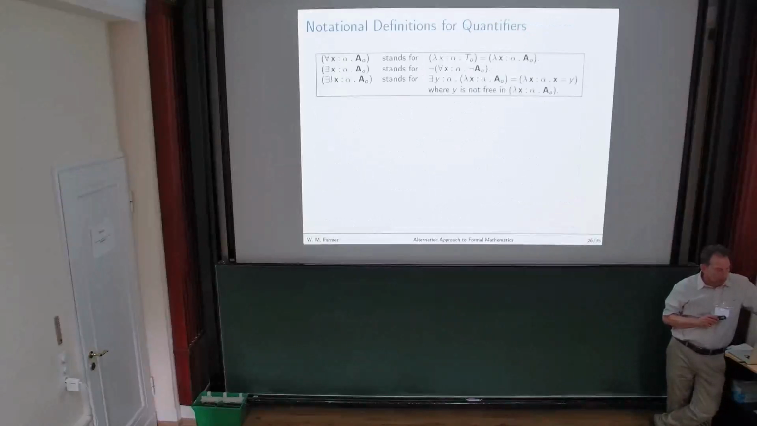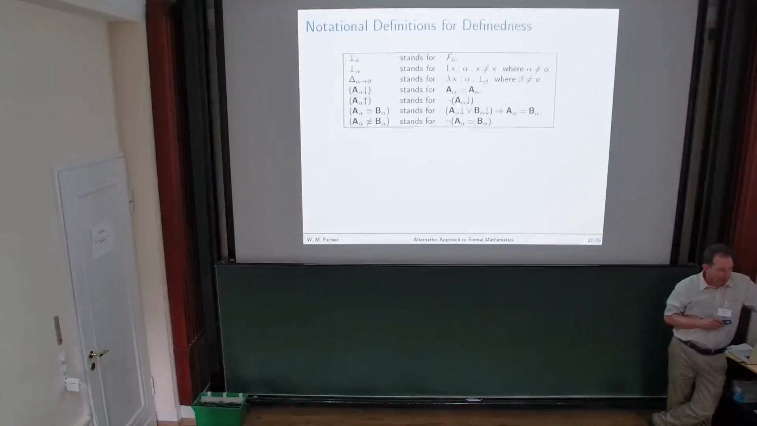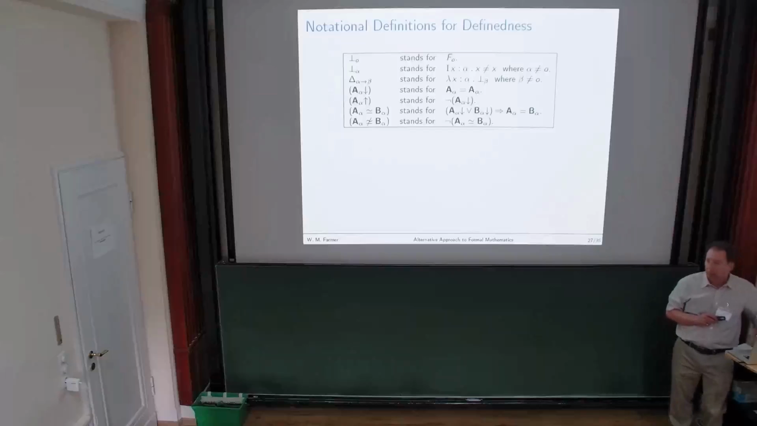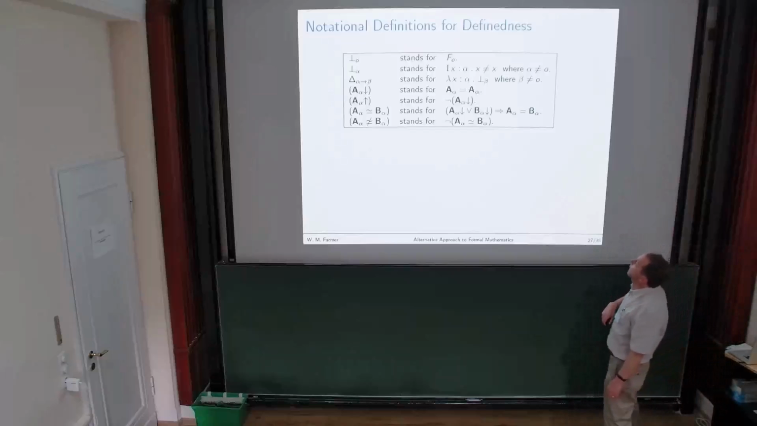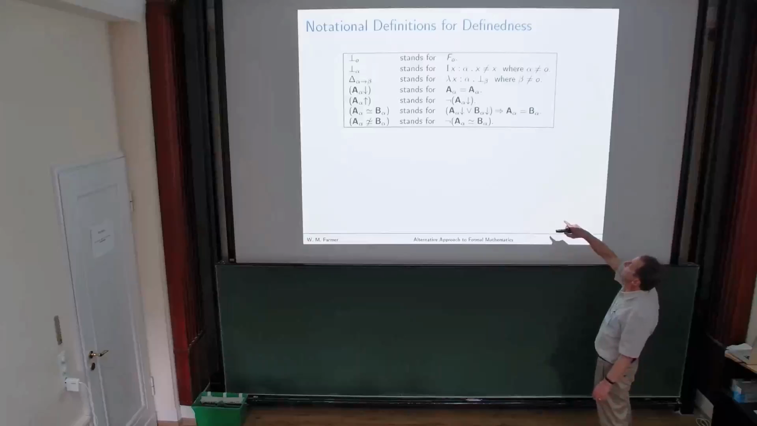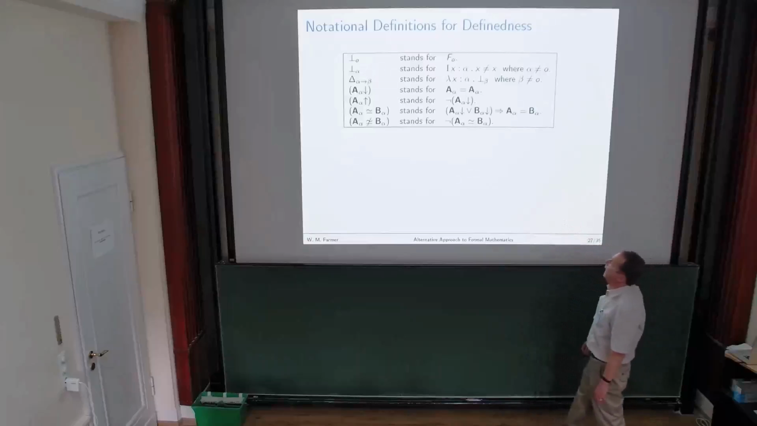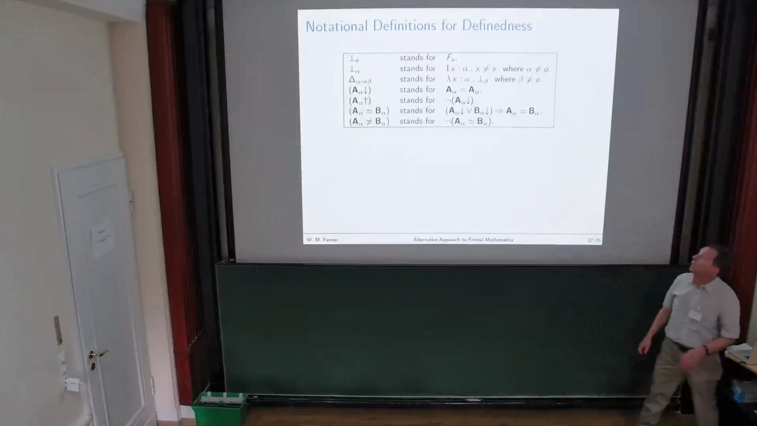Okay, so here's the notational definitions for quantifiers. Here's some notational definitions for definedness operators. Well, if you look at the delta example, that's just for the empty function from the type alpha to beta.